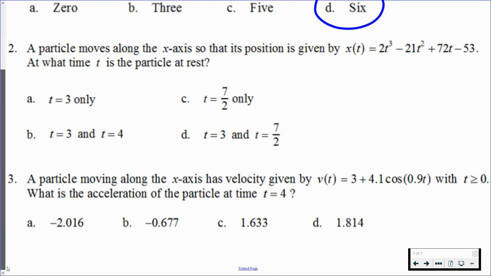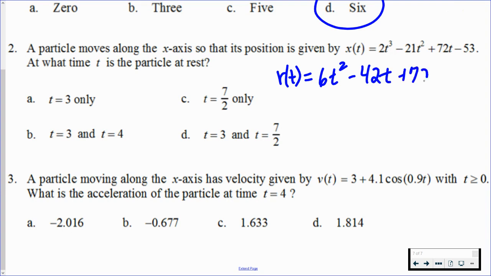Number 2. Particle moves along the x-axis, so its position is given by this function here. At what time is the particle at rest? Remember, at rest, we want velocity equal to 0. This is definitely one that you would be expected to be able to do without a calculator. Let's take that derivative. We're going to have 6t squared minus 42t plus 72. We want to set equal to 0. We could take out a 6 from everything.